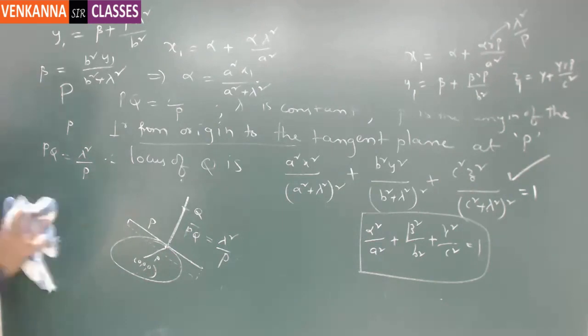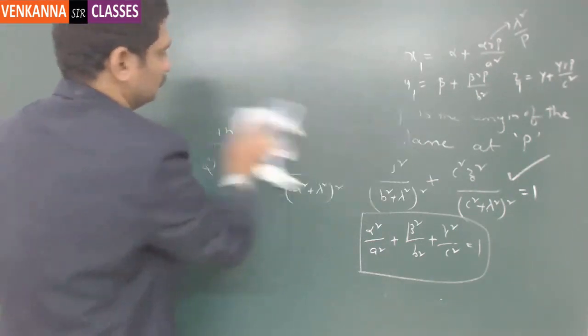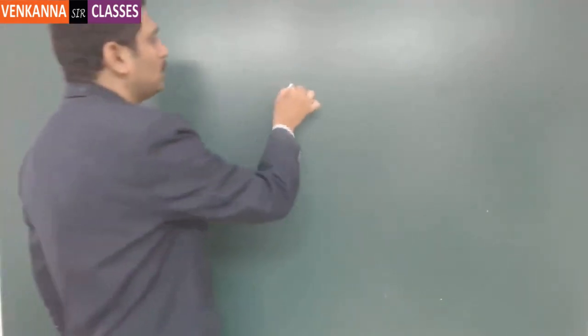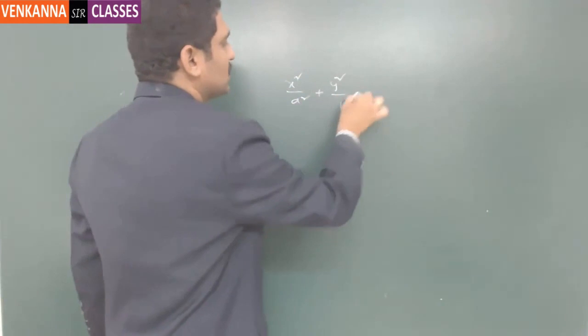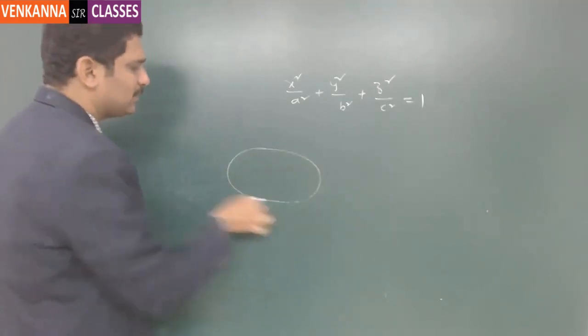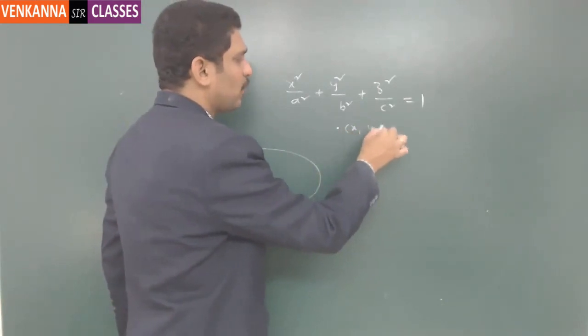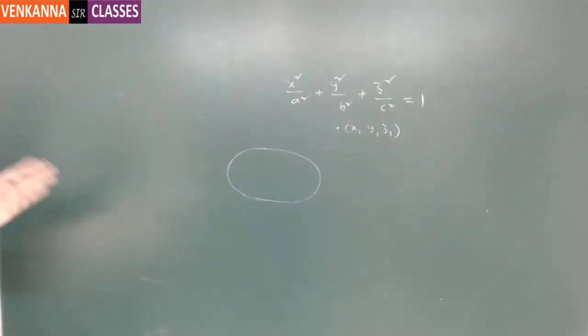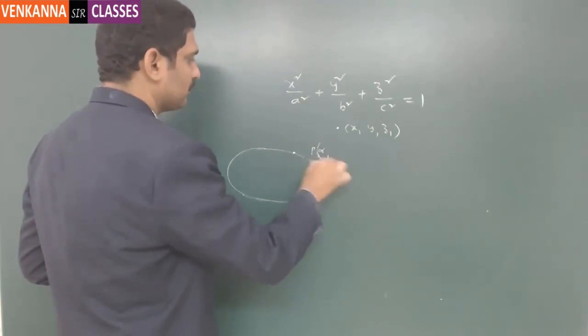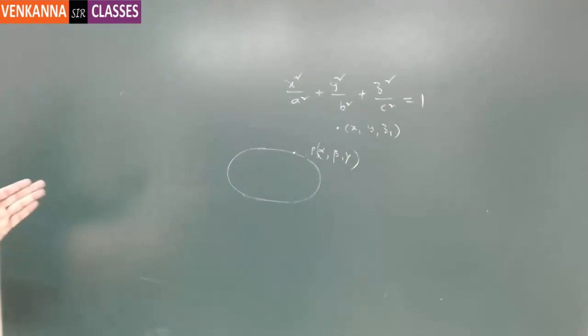Now I want to discuss something interesting for you. If I rewrite the whole thing, you will understand. Consider x square by a square plus y square by b square plus z square by c square equal to 1. This is the equation of the ellipsoid. For this ellipsoid, I have taken an external point x1, y1, z1, let us say. If you take a point P, alpha, beta, gamma, on the ellipsoid, let us write the normals for it.